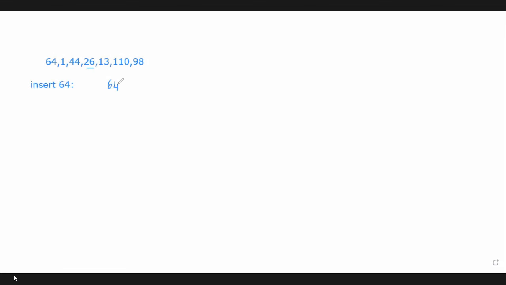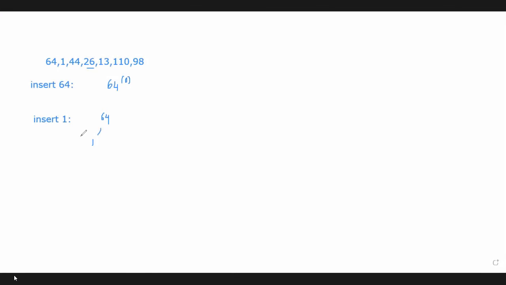What is the balance factor of 64? 0. It doesn't have any right or left subtree, so its balance factor is 0. Now the next step is to insert 1. So compare 64 with 1. 1 is less than 64, so it will be added in the left subtree. After inserting a new node, again check whether it is a balanced tree or not.